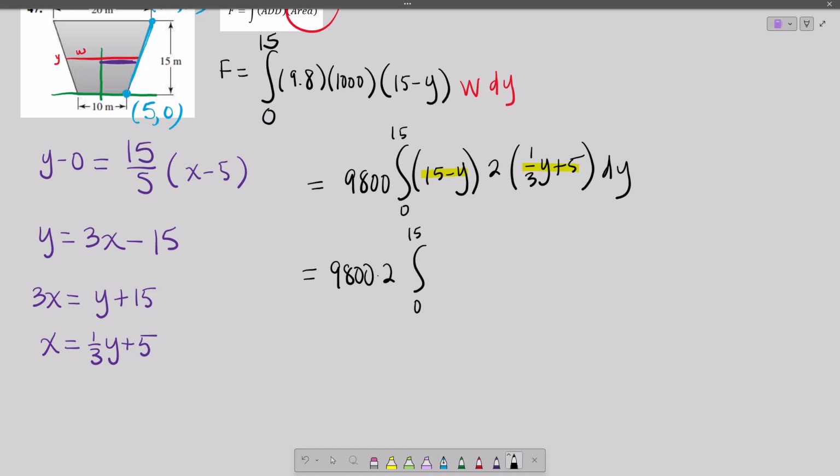So I'm going to distribute the 15 first. 15 times 1/3 is 5, so we're going to get 5y. And then 15 times 5 is 75. And then negative y is going to give us negative 1/3 y squared and minus 5y dy. So that'll be our simplified integrand. I see some cancellation. Looks like a 5y goes away.